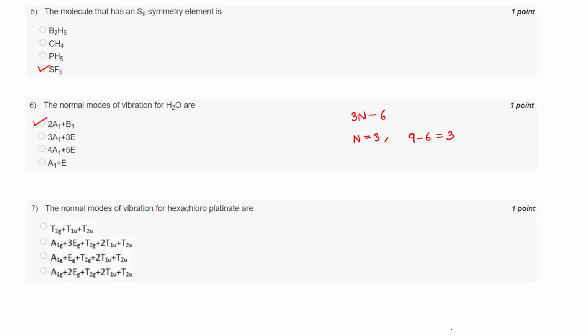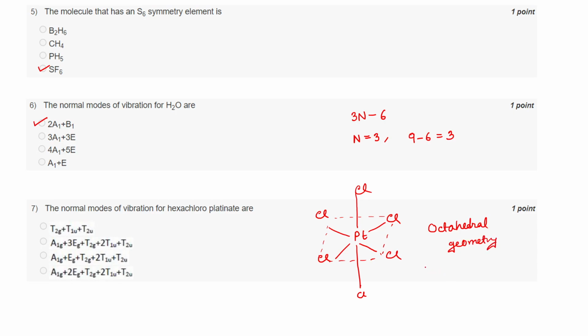Similar thing: the normal modes of vibration for hexachloroplatinate, which has an octahedral symmetry, right? Platinum, chlorine, chlorine, all are in the same plane, the molecular plane. Now this is Cl on the top and Cl. Octahedral geometry. So by mathematical, how many atoms are there? There are 7, right? So how many modes should be there? 3n minus 6, that is 15, right?